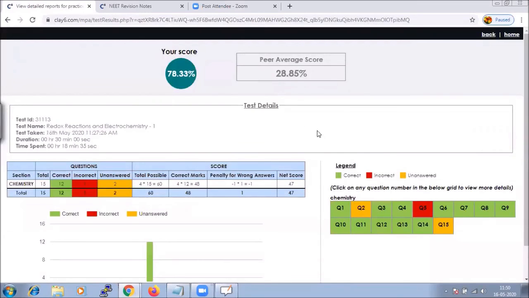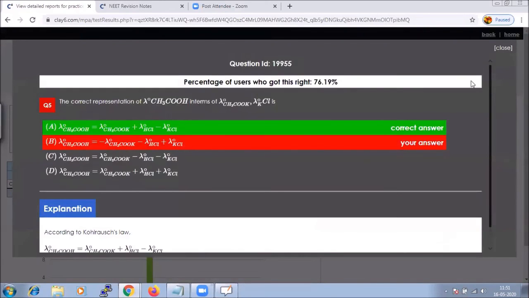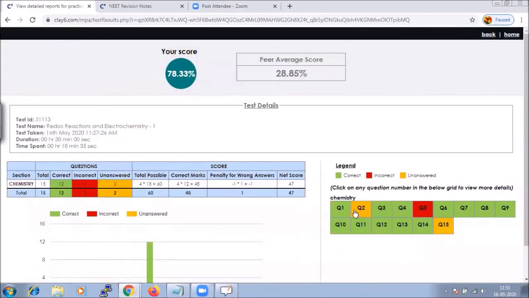So there are a few questions which we have not attempted since they belong to a different chapter, and the questions in green will help you find out that the answer is right. With question number 5, we have not attempted this because it is from electrochemistry, but red color indicates that the answer marked is wrong and green color indicates that the answer we have got is right, and yellow or orange will tell us that we have not attempted the question.